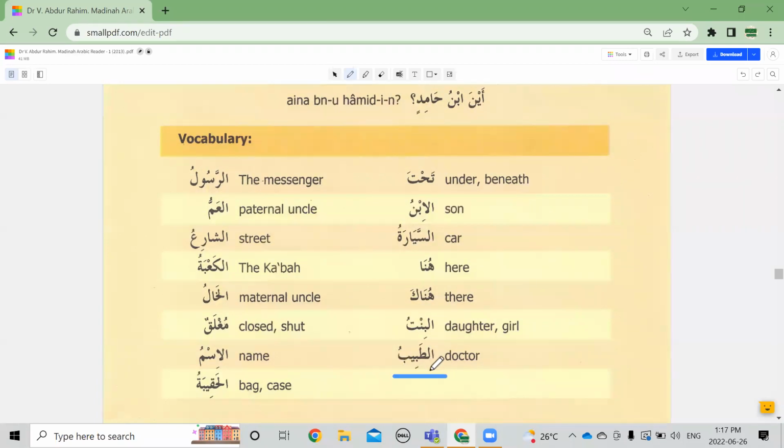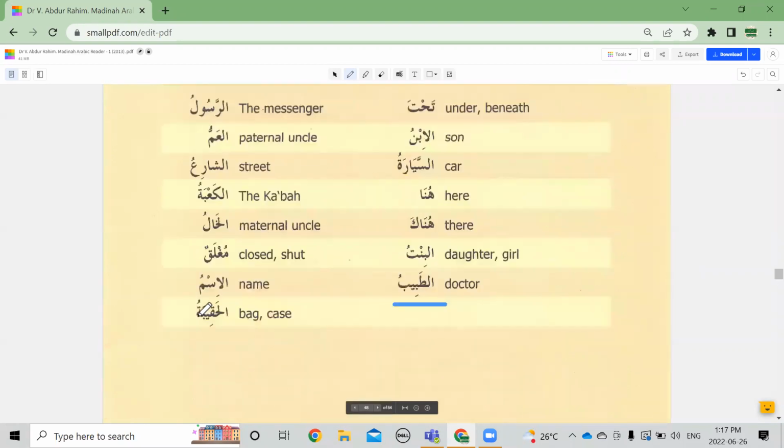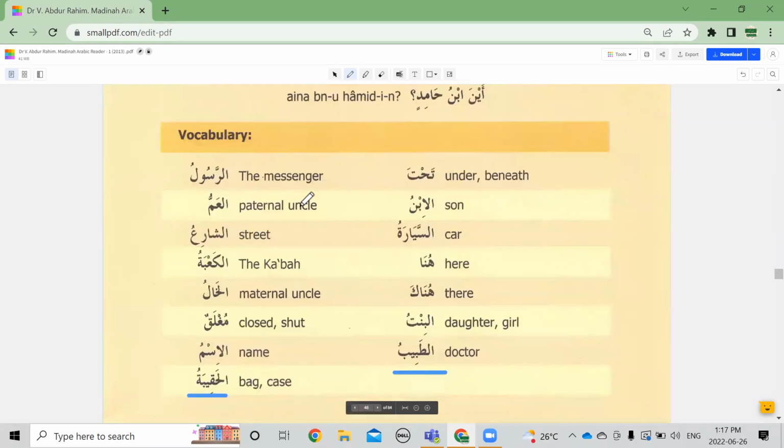Tabibu and talibun. Tabibu is doctor, talibun is student. And haqibatu is bag. Hadiqatu is garden. So these are some words that get confused. So make sure to write these down. Okay, the other words we already know.